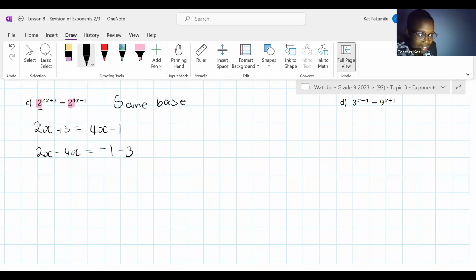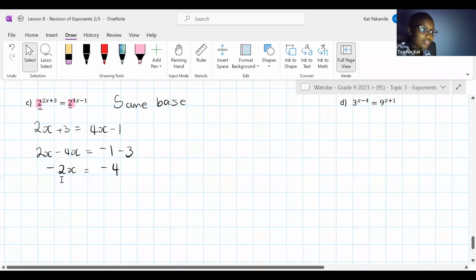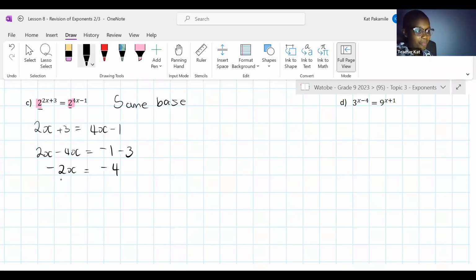Okay. And then you're going to say 2x minus 4x equals negative 2x, equals negative 4. Beautiful. And then? Then you're going to divide both sides by negative 2, because we want to be left with x and not negative x. Okay. Final answer: x equals 2. Beautiful, Tammy. That was so refreshing.